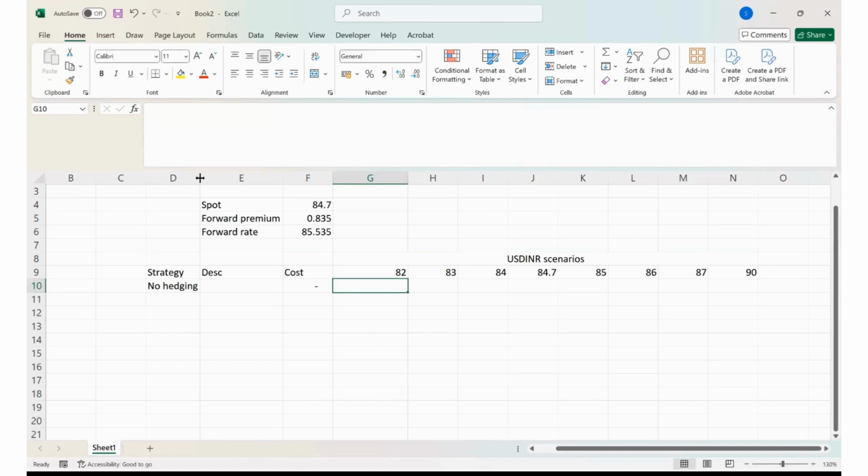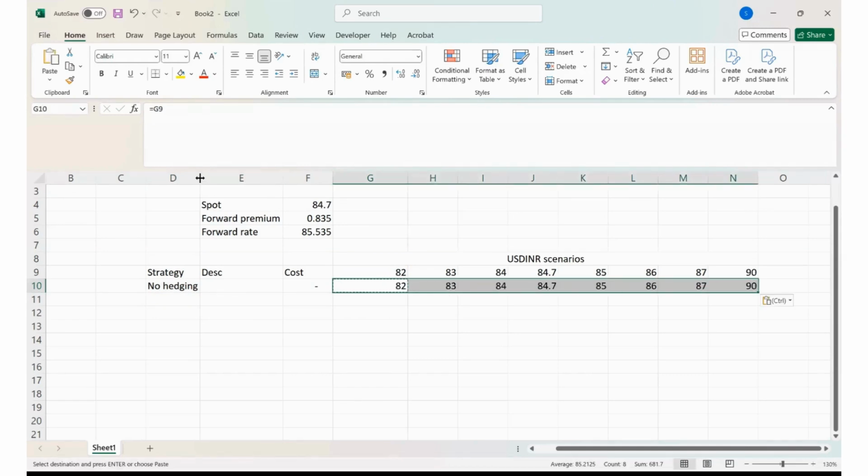So today, let's assume whatever is the spot today. Let's say you have a fresh import exposure. 6 months down the line, you have to pay some X amount of dollars, so you have to buy those many dollars. Now, if you don't do anything, your rate will be whatever is the dollar rupee rate on that day. So the effective buying rate in a no hedge scenario will be the same as the market rate on that day, which is this.